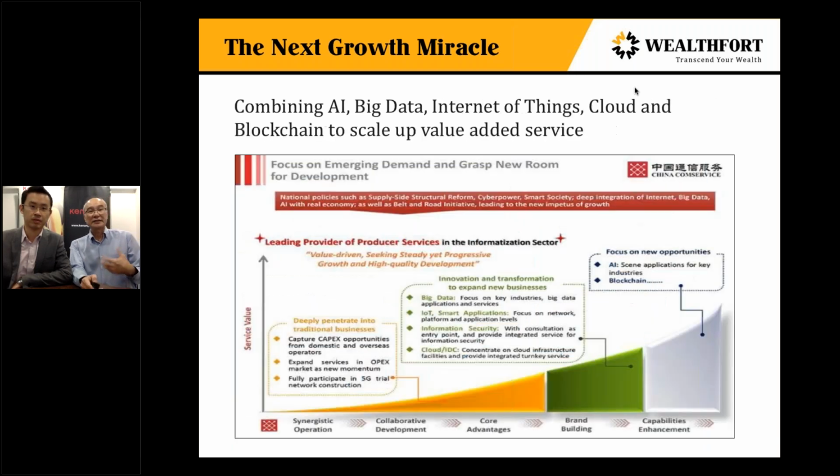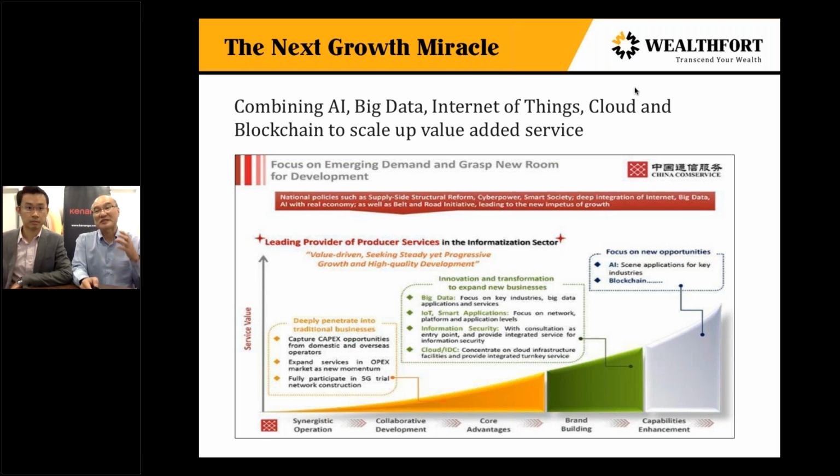Wow, right? And this is China Communications Service. They are combining AI, big data, Internet of Things, cloud, and blockchain to scale up value-added service. You can see the 3 stages that they are embarking upon. For example, they are providing services for industry, how to create a smart industry, how to create a smart ecosystem in a particular industry.